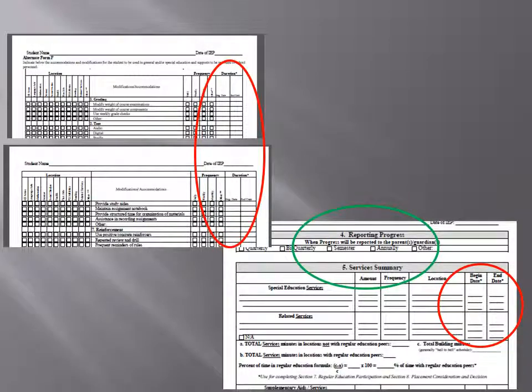G. The projected date for the beginning of services and modifications described in letter C previously, and the anticipated frequency, location, and duration of those services and modifications. And H, a description of how the child's progress toward the annual goals described in the letter B previously will be measured, and when periodic reports on progress the child is making toward meeting the annual goals, such as through the use of quarterly or other periodic reports, concurrent with the issuance of report cards, will be provided.